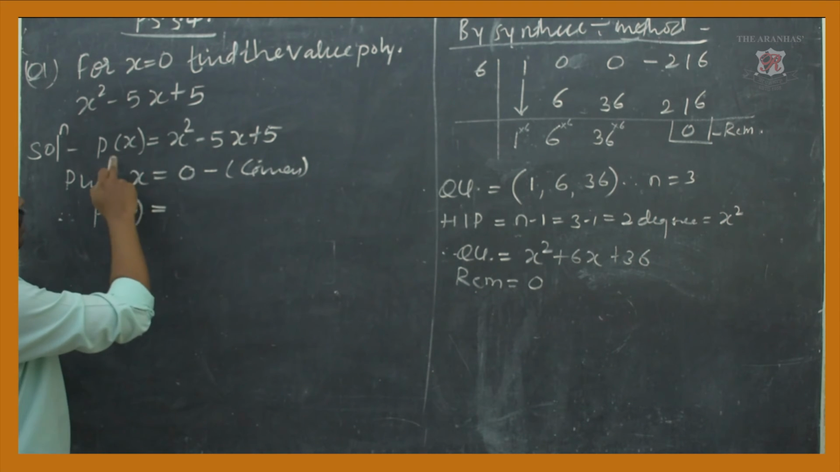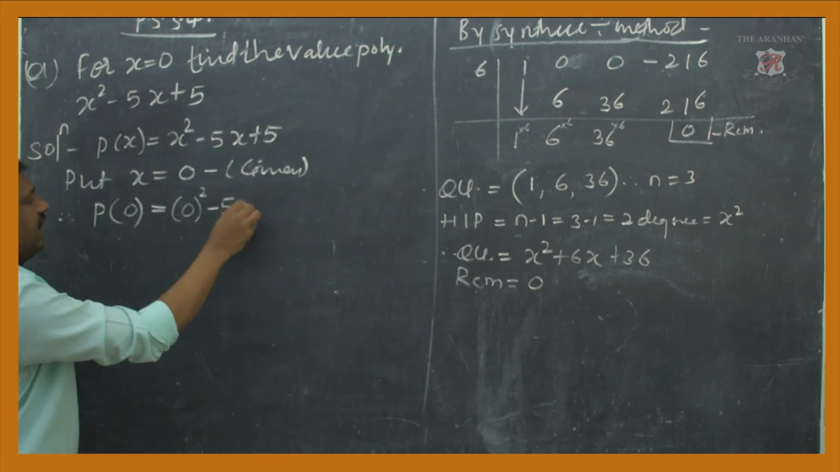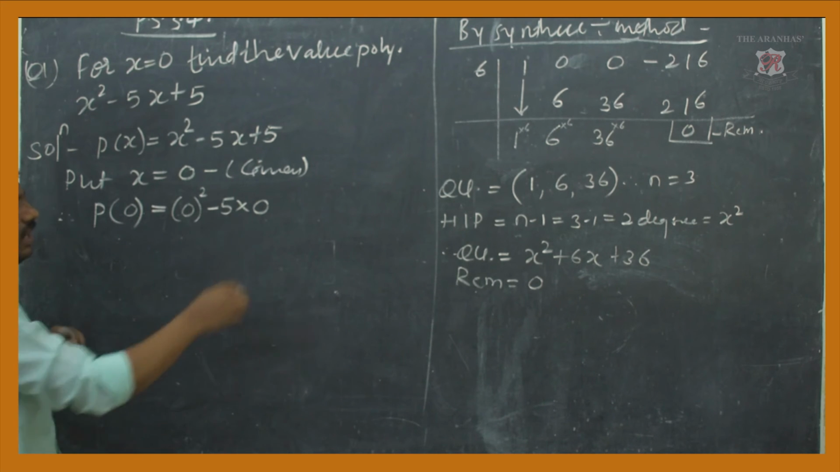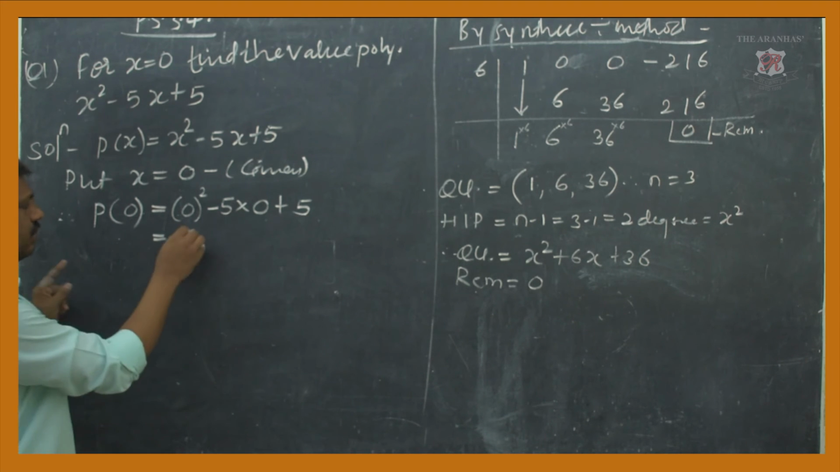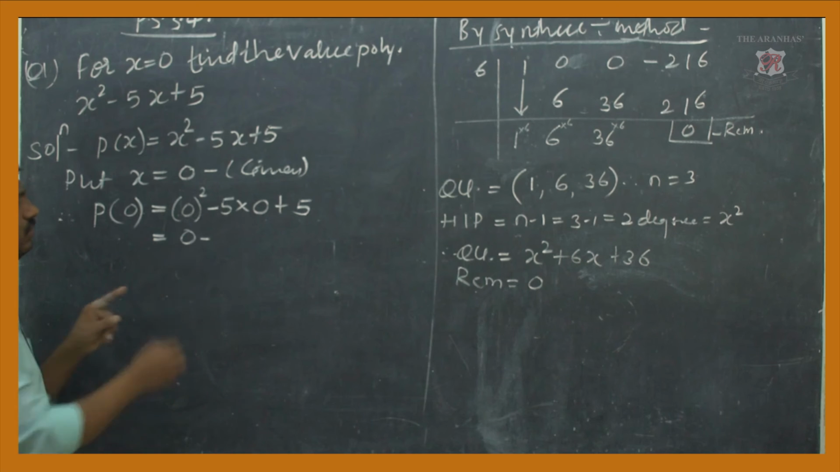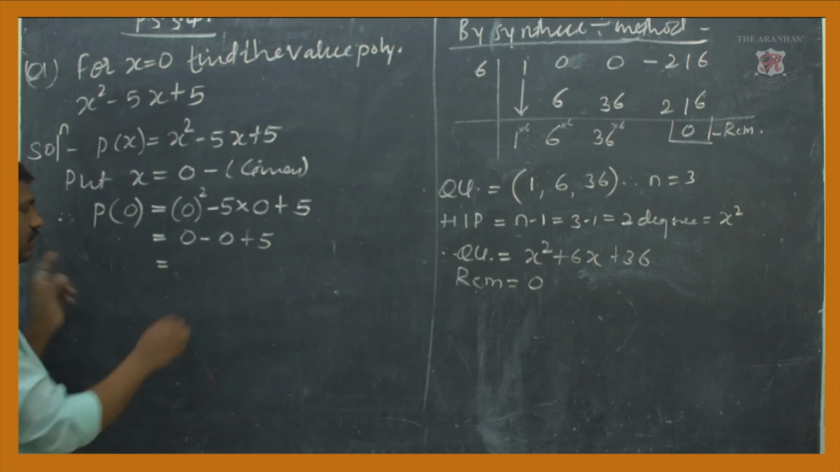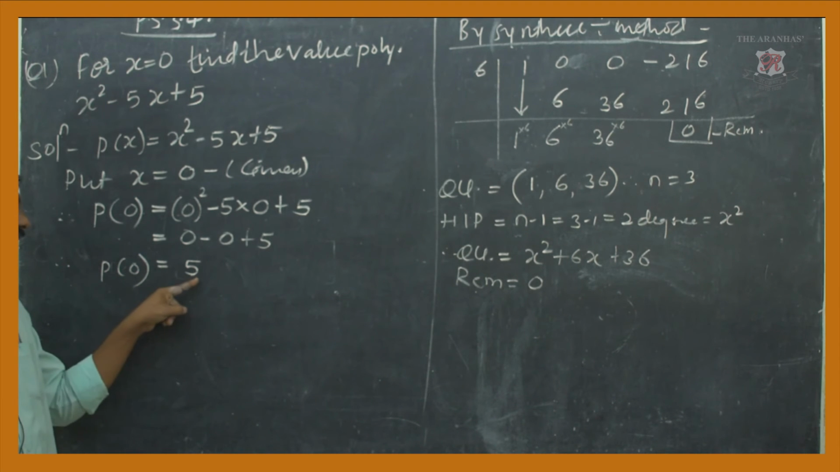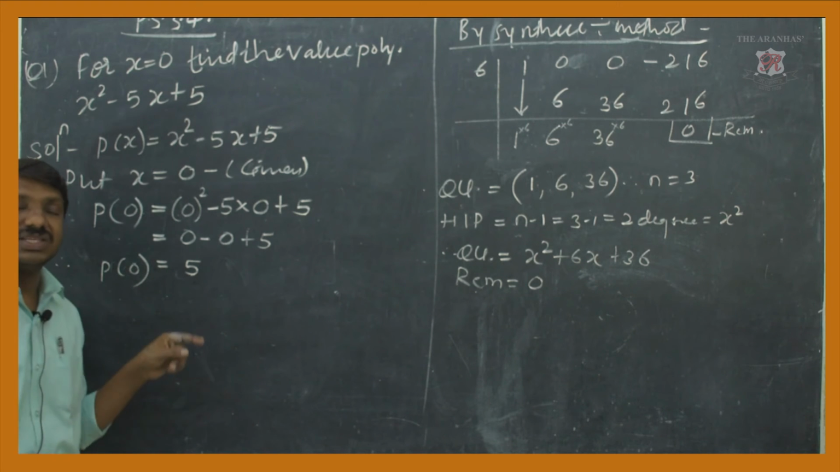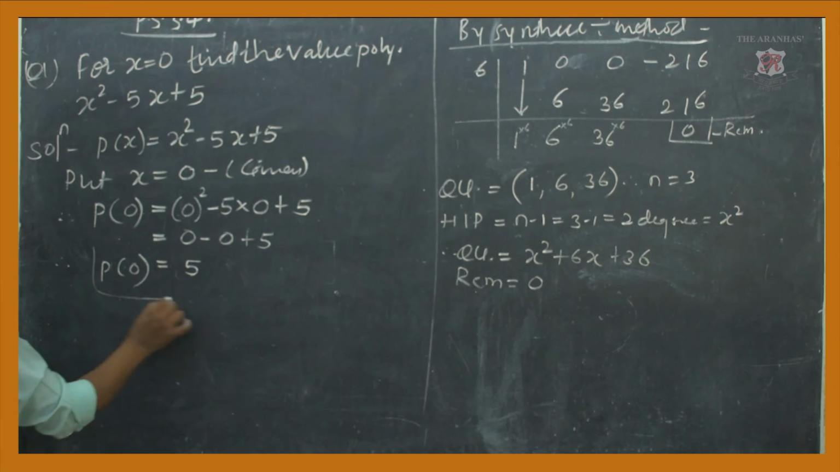So look here, now this is x square, and x value is 0, so it becomes 0 square minus 5 into x, again 0, and plus 5. Square of 0 is 0, so this will be 0 minus 5 into 0, that is 0, plus 5. So what we get as final answer is 0 minus 0 and plus 5, so that will be plus 5. Therefore the value of the polynomial for 0 is 5. This is the way to write the final answer, the value of the polynomial.